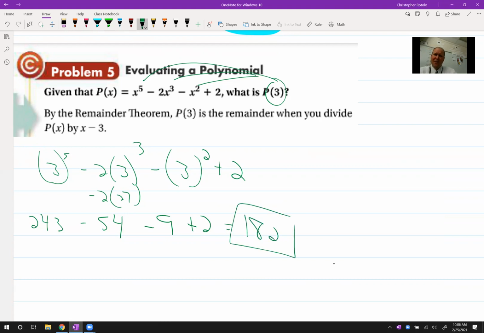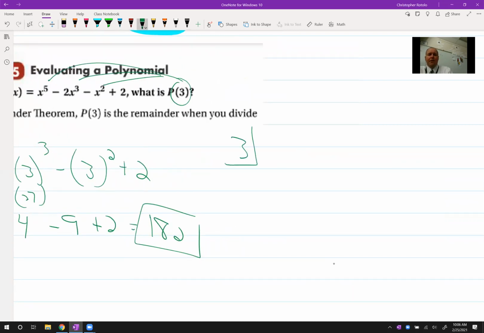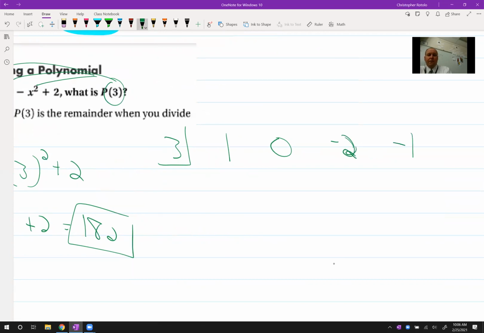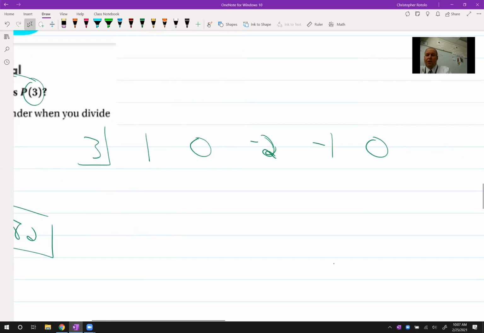And you're like, oh, that's great. What in the world does all that mean? That means if I used 3 here, and I used x to the 5th power, 1, x to the 4th power doesn't exist, x to the 3rd power is negative 2, x to the 2nd power is negative 1, x to the 1st power wasn't in the problem, so there's another 0, and then plus 2 on the end. Oh man, this is a really big polynomial here, right?